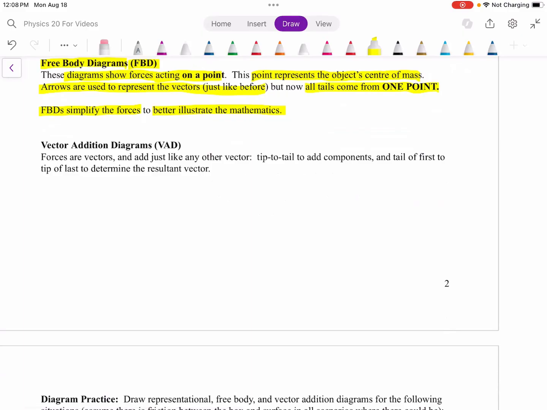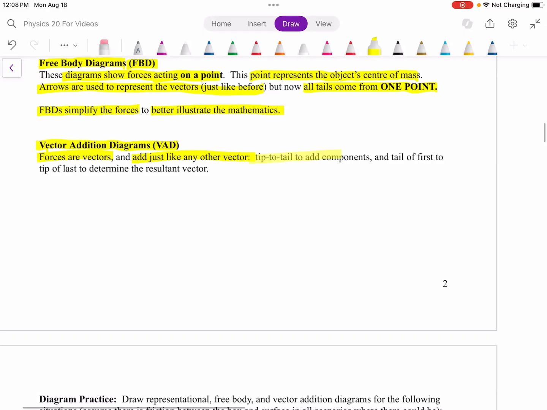And then, hey, you know these, you love them, good old vector addition diagrams, right? Forces are vectors, and so we can draw VADs for them. They add just like any other vector, right? Tip to tail to add up all the forces, and then to find the net force, the resultant force, we go from where we started to where we ended. Tail of first to tip of last, and that gives us the resultant vector, which in the case of forces is what we call the net force, F net.